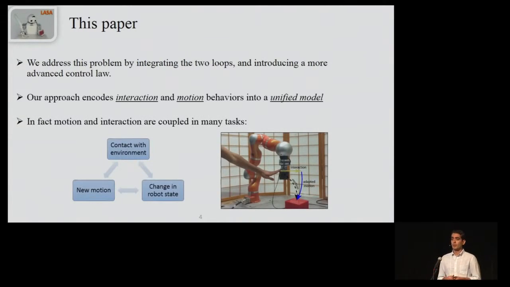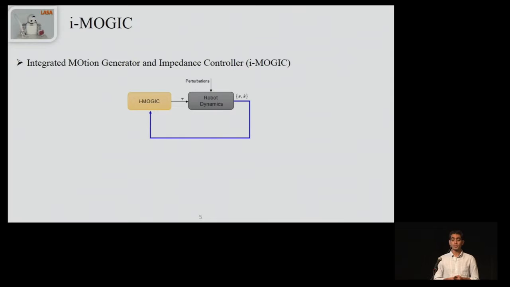Let's take an example of why it's important to merge the two loops together. In this example, the robot should reach the red box, and in the middle of the task, the human user pushes the robot toward the right side. At this point, the impedance controller tries to resist this perturbation, whereas the motion generation wants to adapt to a new path without any resistance. So we can see that the two loops are conflicting with each other. And that is why it's important to have one single control policy that can do both jobs at the same time. Our approach is called iMogic.